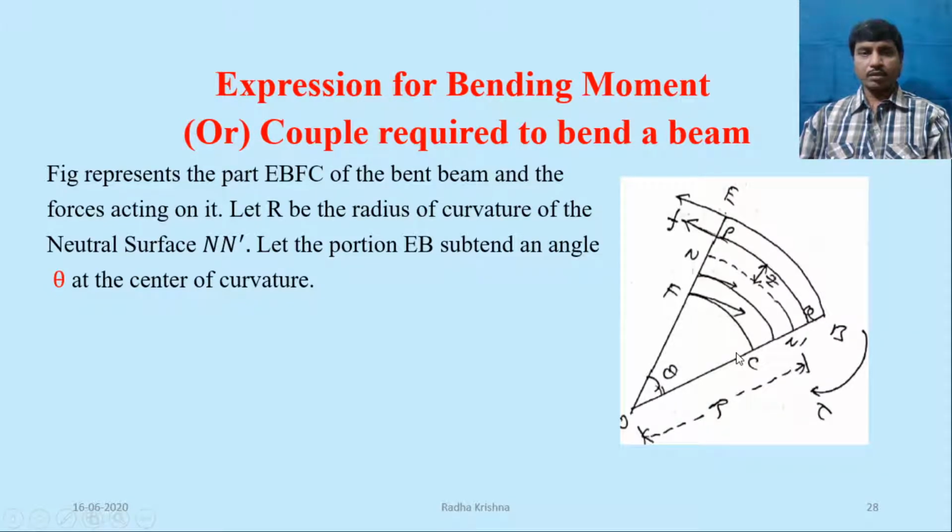EBFC is the part of a bent beam. Tau is the external torque acting on the beam. N dash is the neutral surface. F, small f are the internal forces developed. The part EB or PQ or N dash or FC subtend an angle theta at O.